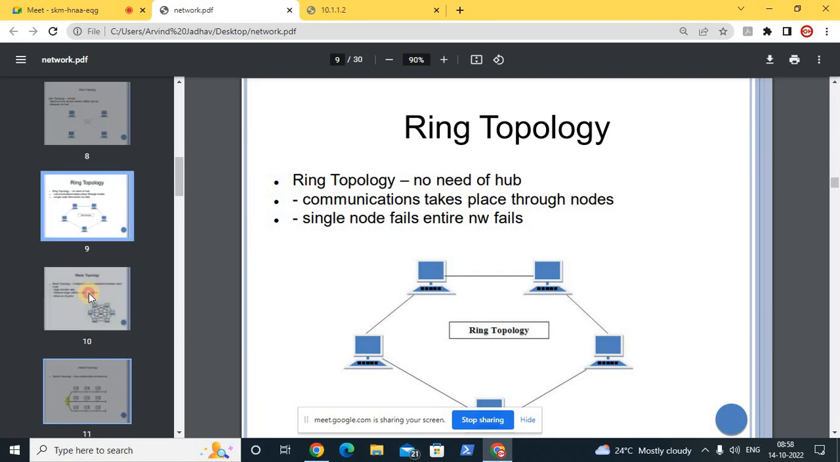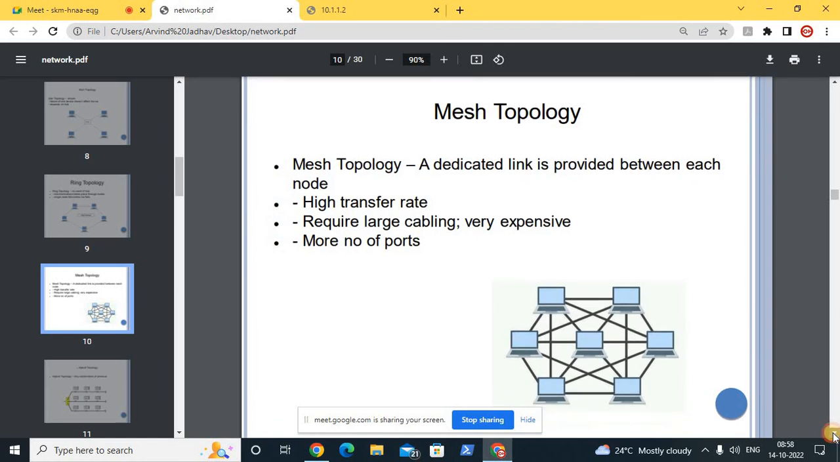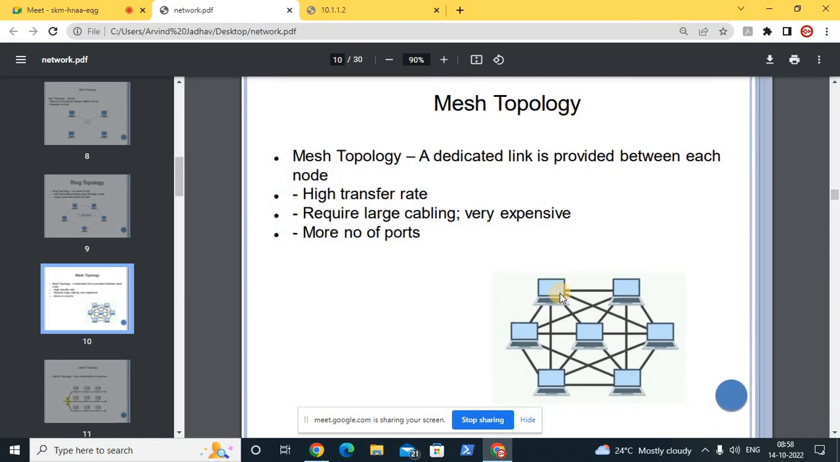After that, mesh topology. This was very lengthy. It was costly and lengthy. In mesh topology, a dedicated link is provided between each node. High transfer rate, requires large cabling, very expensive, more number of ports. See, let me explain with the diagram how it actually worked. This single PC will be connected with all other PCs.